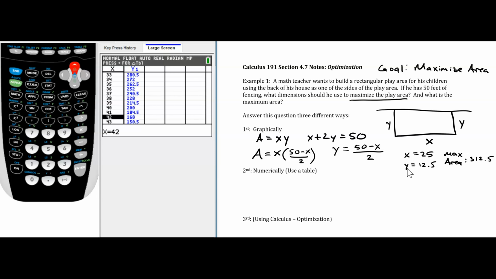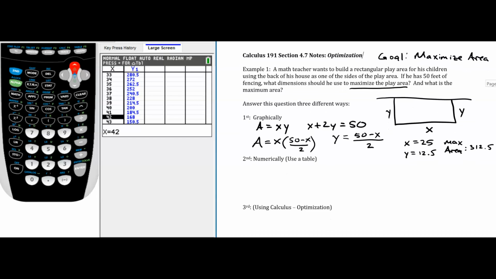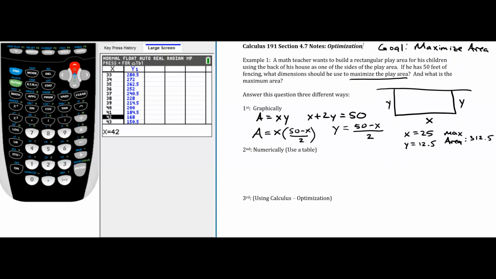So we look at it graphically, we look at it numerically, and then a lot of times, right now, we're going to look at things using calculus. And if we're going to solve this using calculus, this is what it's going to look like. We are going to take this primary equation that we have here, this area equation, and I'm going to simplify it a little bit. So let's distribute that x through. So we have 50x divided by 2 and then minus x squared divided by 2.